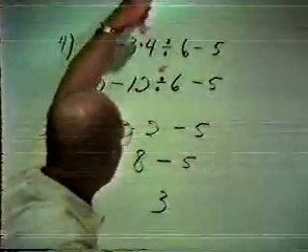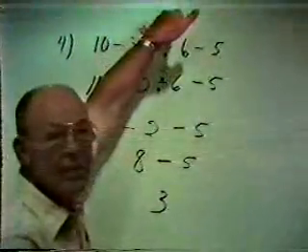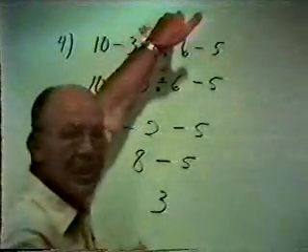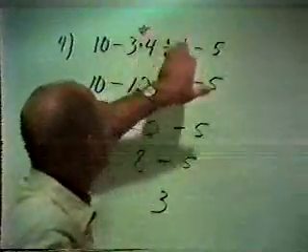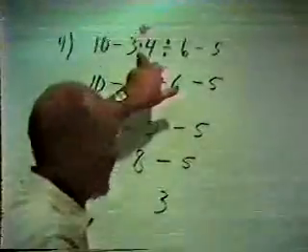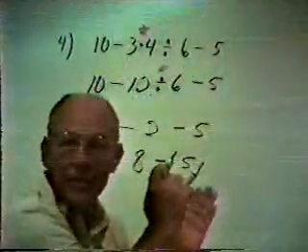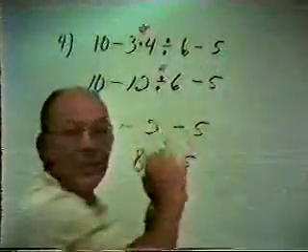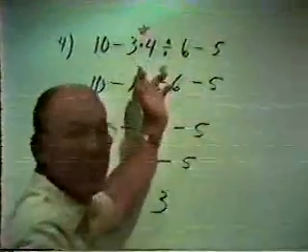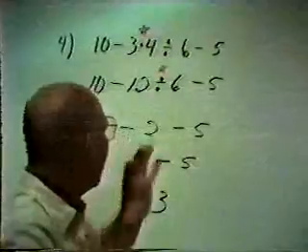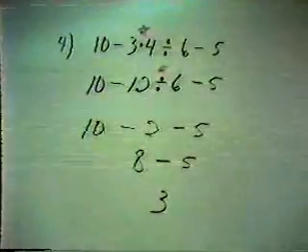We have multiplication followed by division. You must do them as they appear left to right. You must multiply in this problem before you divide. Had those been reversed, you would have done the division before the multiplication. All right, now let's look at example number 5.